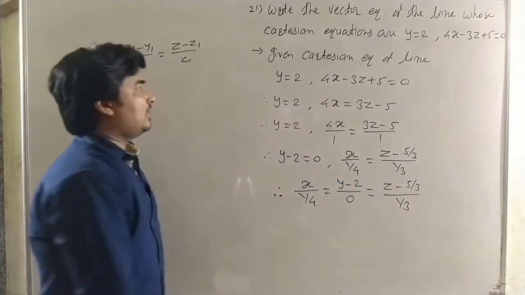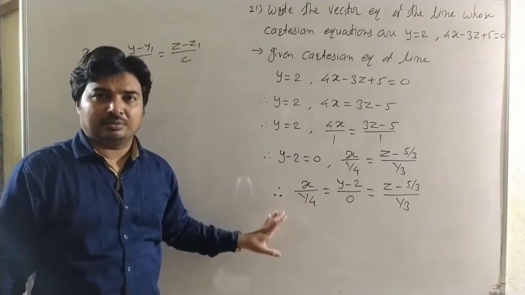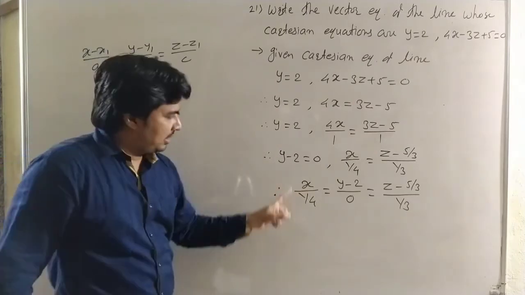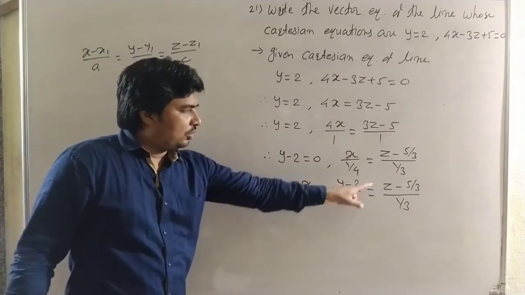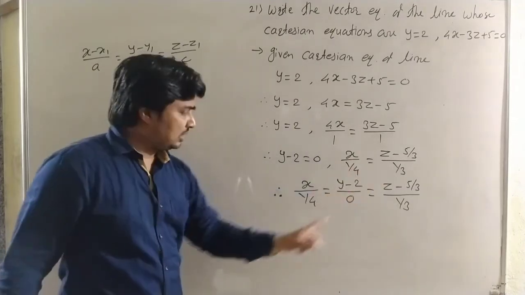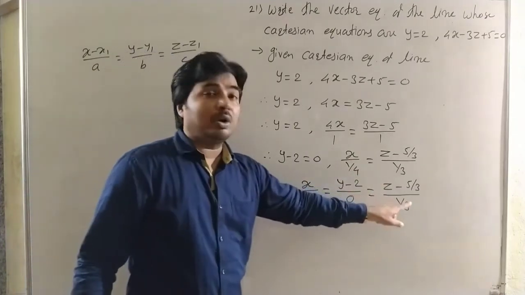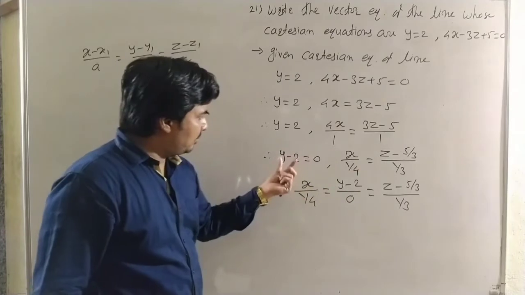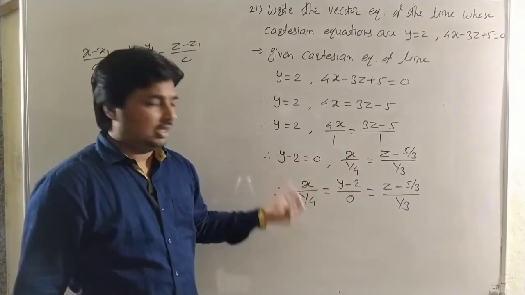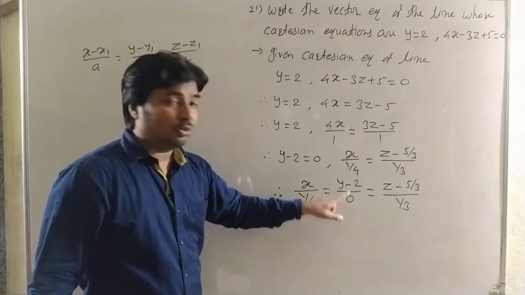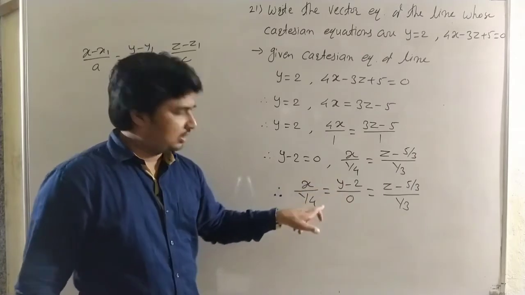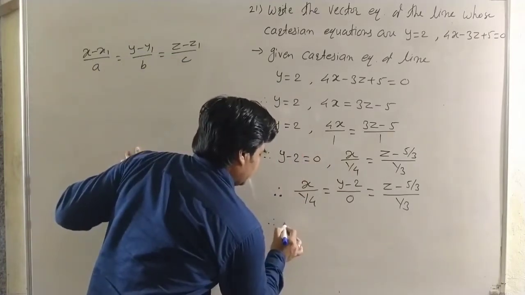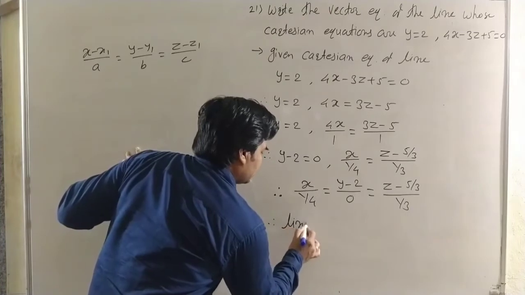Okay, it is the Cartesian equation of the given line. Okay, it is the symmetric form of the equation, x upon 1 by 4, y minus 2 upon 0 and z minus 5 by 3 upon 1 by 3. That means 1 by 4, 0 and 1 by 3 are the direction ratios. Okay, this is an indeterminate form, so we can write the equation in this form. Okay, here it is 1 by 4 and it is 0, upon 0, it is a real number and it is a direction ratio. Okay, therefore direction ratios.